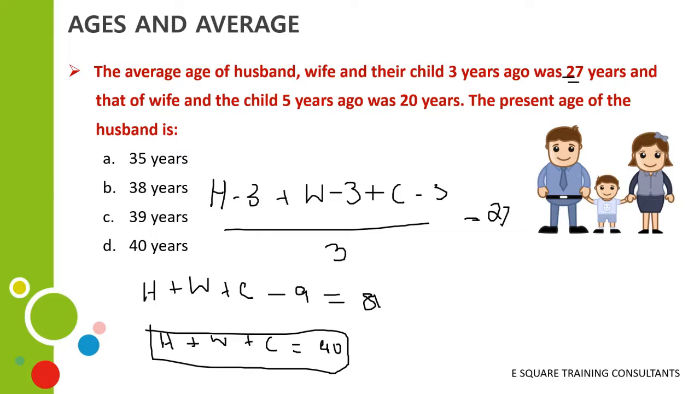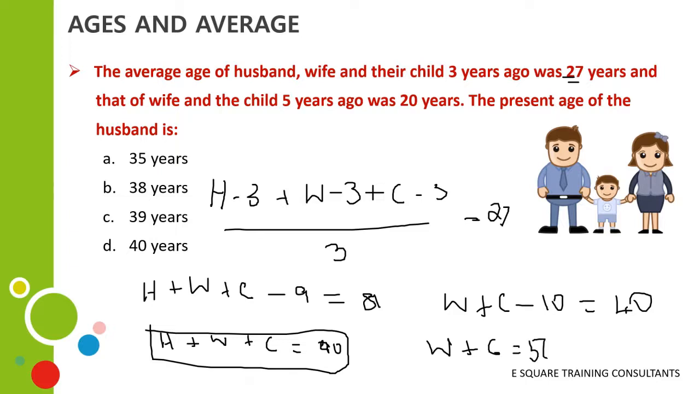So when we are to solve the second line, and that of the wife and child 5 years ago was 20 years. So now I'm directly going to jump into the final step. So wife and child 5 years ago. So minus 5 that counts to minus 10 will be equal to. So the average is 20 here and there are 2 people taken into account. So 20 into 2 gives me 40. So I can directly write this as W plus C will be equal to 40 plus 10 which is 50.